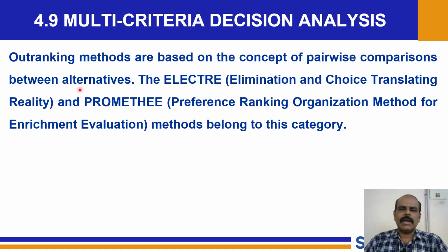Two best methods are the Electre method and the Promethee method. Electre is an acronym for Elimination and Choice Translating Reality, and Promethee is Preference Ranking Organization Method for Enrichment Evaluation. These methods belong to the outranking methods. Rather than calculating manually, softwares are available. We can just fill in everything, and whatever data the system needs, like weight factors, we give. It is going to nicely solve and get us the results.